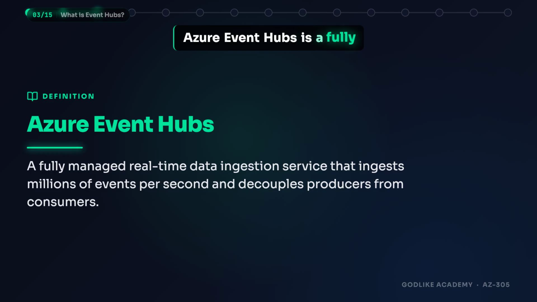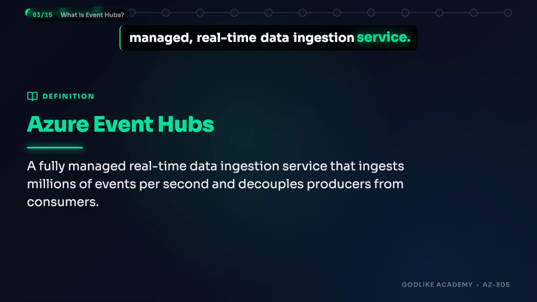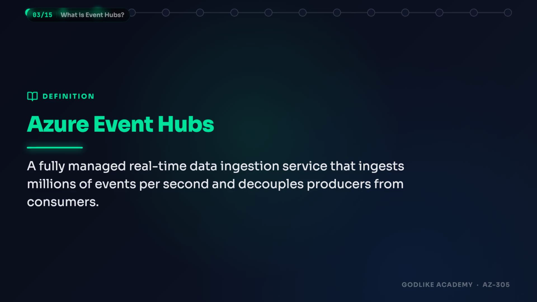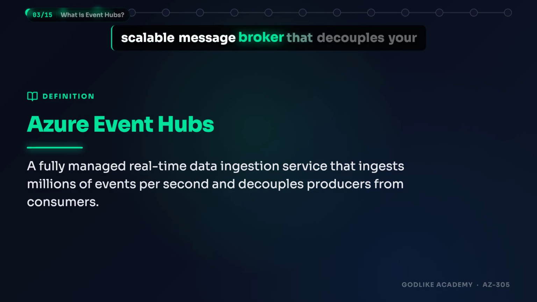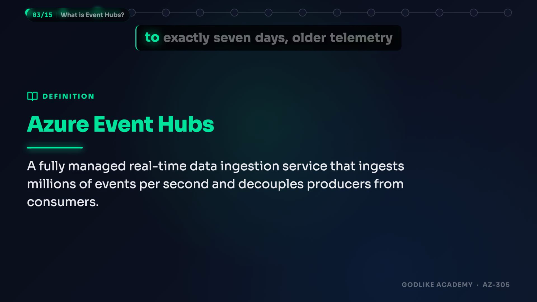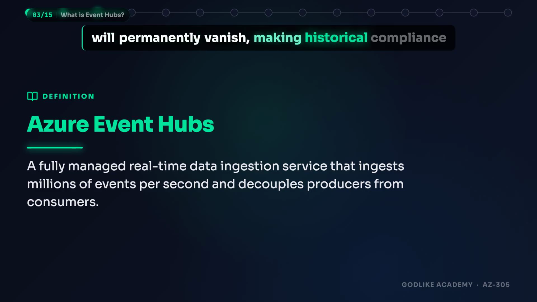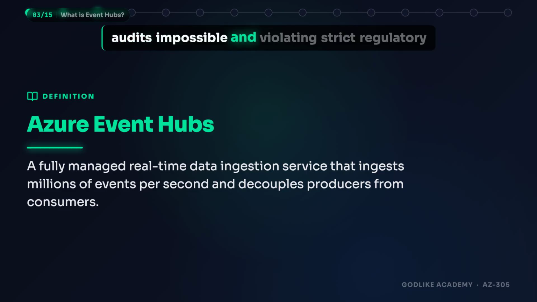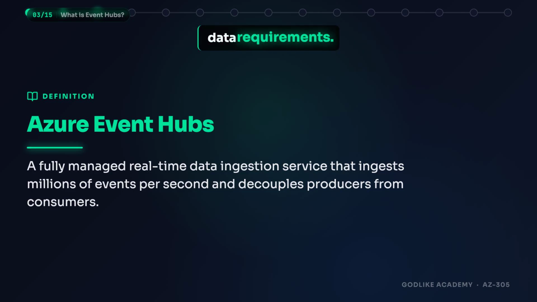Azure Event Hubs is a fully managed, real-time data ingestion service. It is designed to ingest millions of events per second from various sources like IoT devices, clickstream data, or application logs. Think of it as a highly scalable message broker that decouples your data producers from the consumers, allowing them to scale independently without affecting each other. If you misconfigure the retention period to exactly 7 days, older telemetry will permanently vanish, making historical compliance audits impossible and violating strict regulatory data requirements.